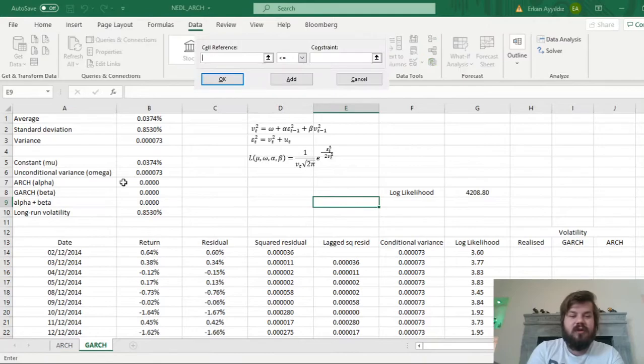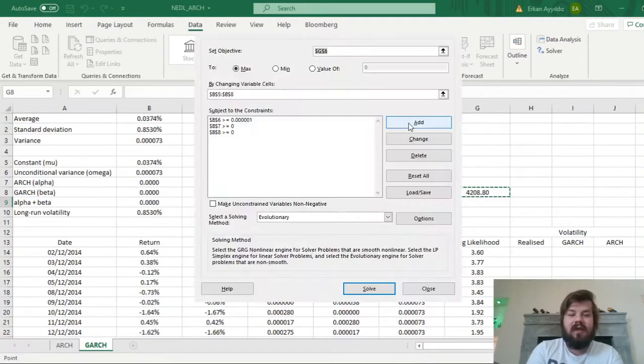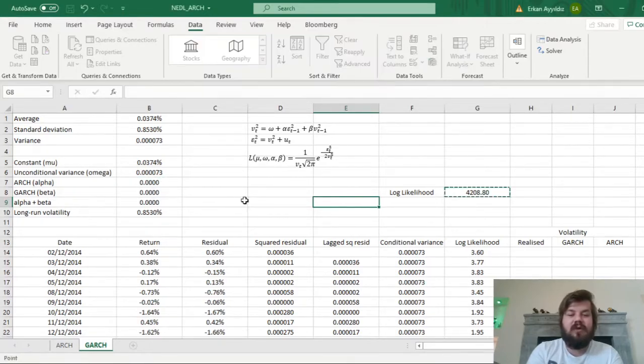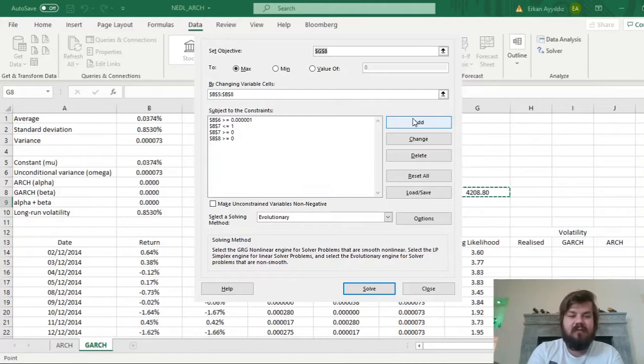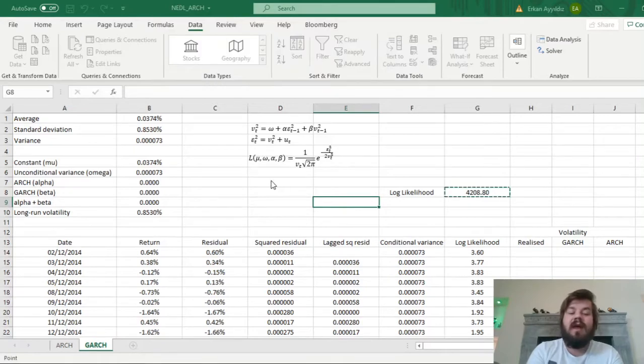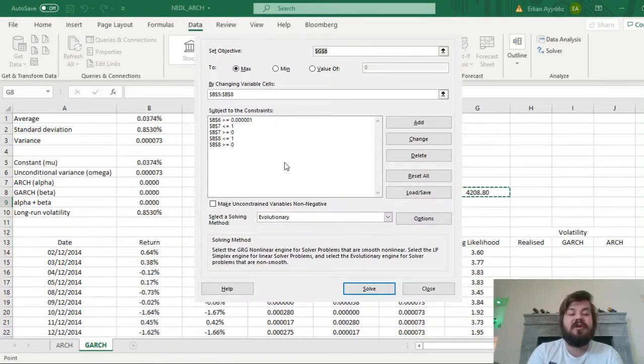Add a restriction on beta and require it to be non-negative as well. Add a restriction that both of those should be less than or equal to 1 for stability reasons. So B7 is less than 1 and B8 is also less than or equal to 1. And then we also need to add a restriction on their sum.